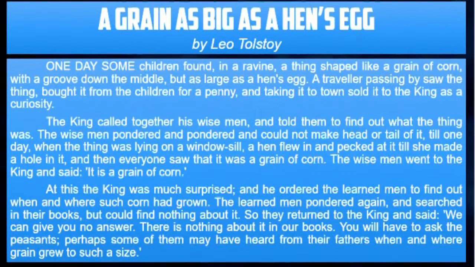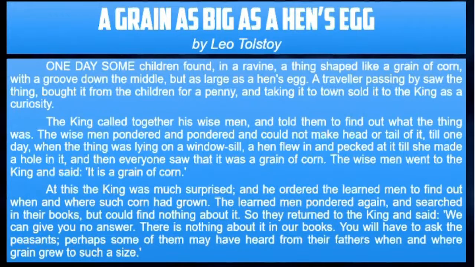One day, some children found in a ravine a thing shaped like a grain of corn with a groove down the middle, but as large as a hen's egg. A traveler passing by saw the thing, bought it from the children for a penny, and taking it to town, sold it to the king as a curiosity. The king called together his wise men and told them to find out what the thing was. The wise men pondered and could not make head or tail of it. Till one day, when the thing was lying on a windowsill, a hen flew in and pecked at it till she made a hole in it.